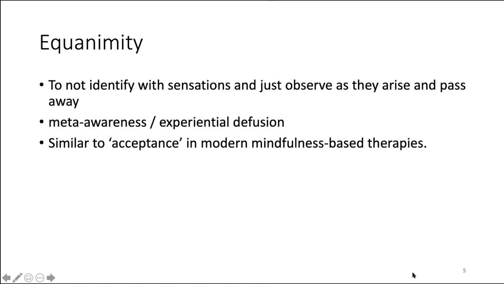But what is this equanimity? It's worth spending a bit more time on it because it's very crucial to the theory and also to the model. What is meant by this equanimity is to try and not identify yourself with the sensations and experiences that you're having, and to just observe as these sensations arise and pass away. In the psychology literature, I think this is referred to as meta-awareness, or also cognitive or experiential diffusion, where you diffuse or detach yourself from the experiences and almost observe these as a third person.